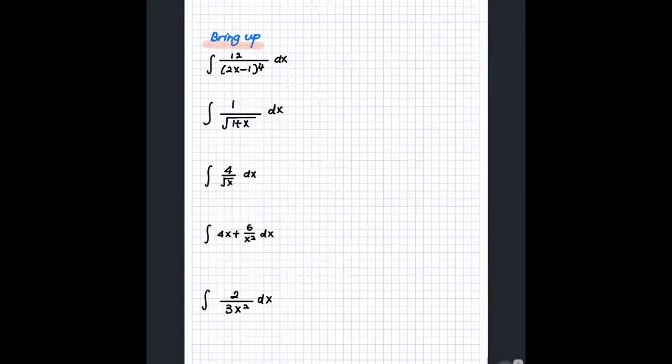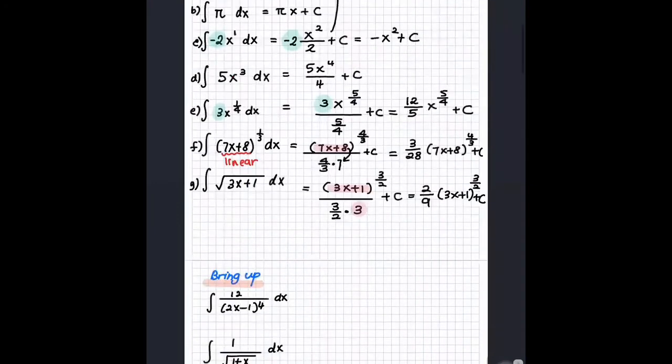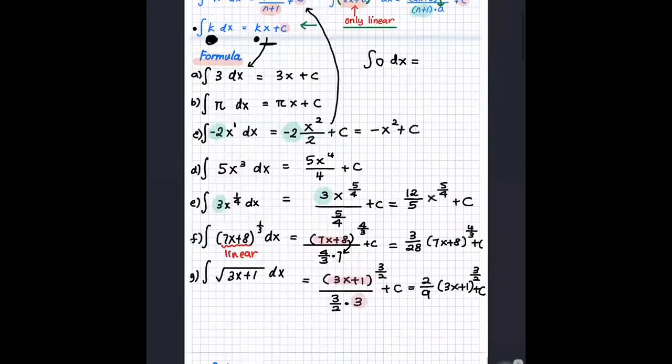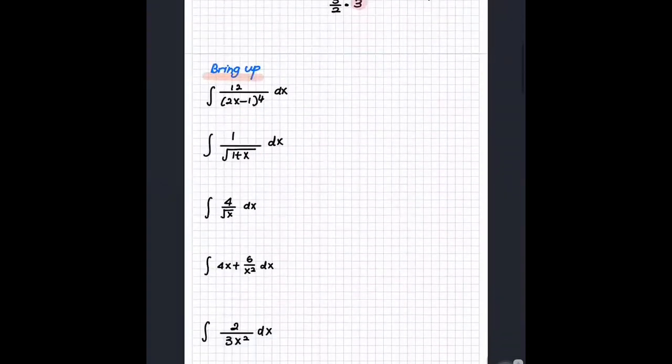In IGCSE, what did we do? There is no product rule. There is no quotient rule for integration. Then how do I integrate all this while? Are you sure you only use these 3 formulas? You did question A until G using the formula. It was so easy for you. Now I'm going to introduce many more techniques exactly like what we did under differentiation. We have the bring up technique, same like differentiation.